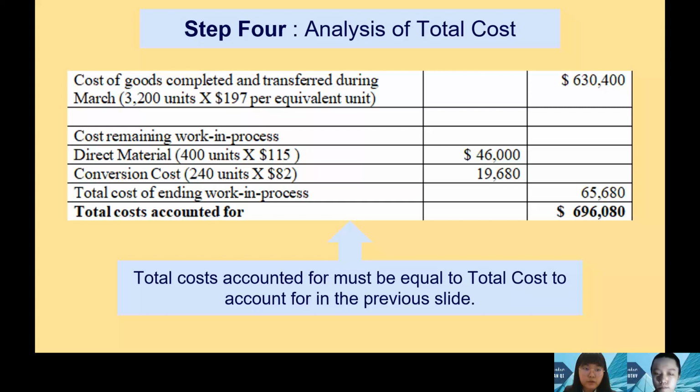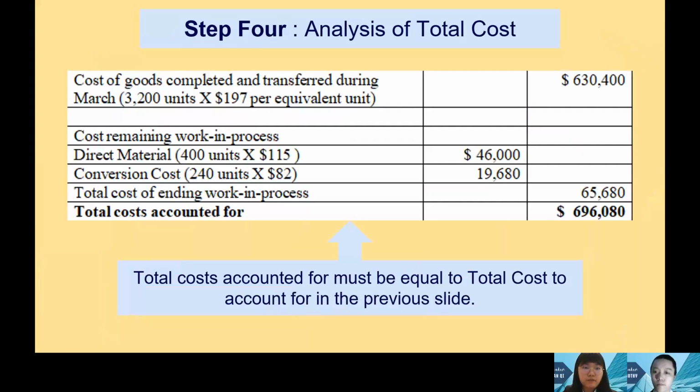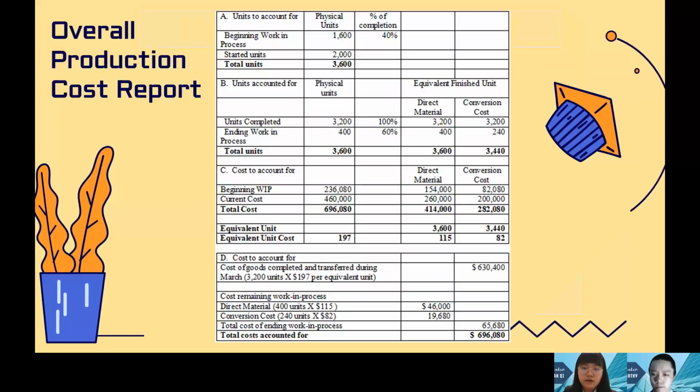696,080, which is the total cost accounted for, and it must be equal to the total cost to account for in the previous slide, as we can see in the total cost for section C. So, this is the completion of the 4 steps for our production report. And the overall production cost report will look like this slide.